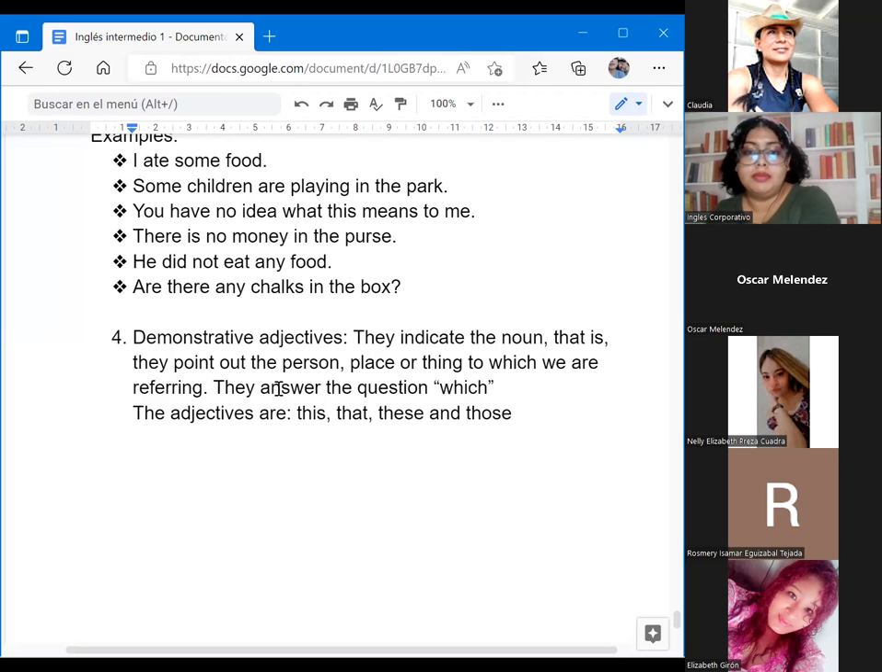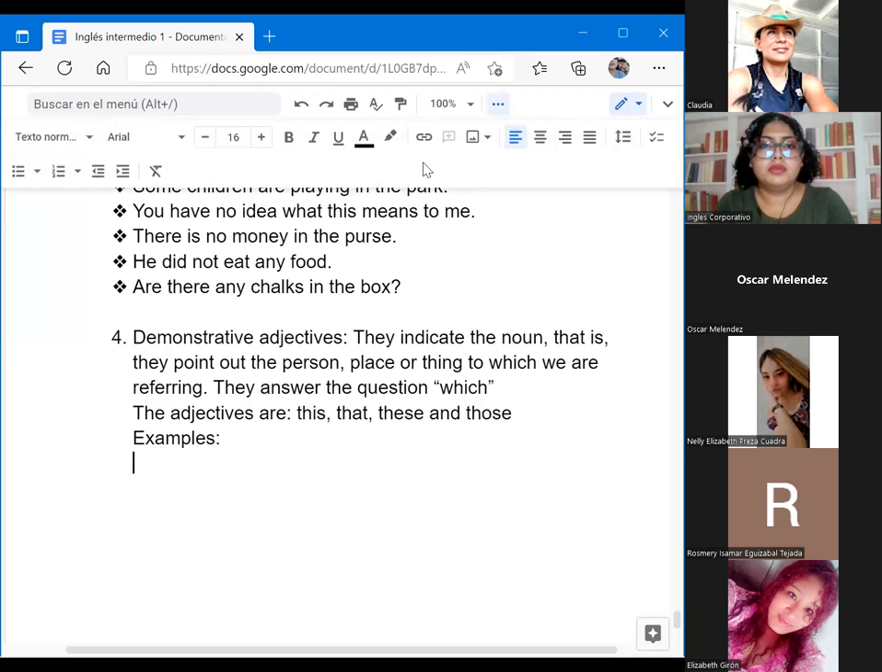And we have examples of that adjectives. And we have here the first one. Let's see. It says, these are the clothes I was looking for. Estas son las ropas que he estado buscando o que estaba buscando.